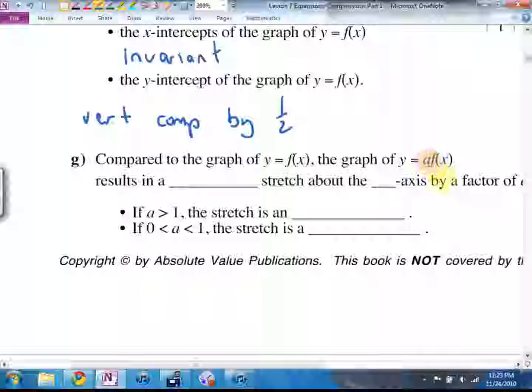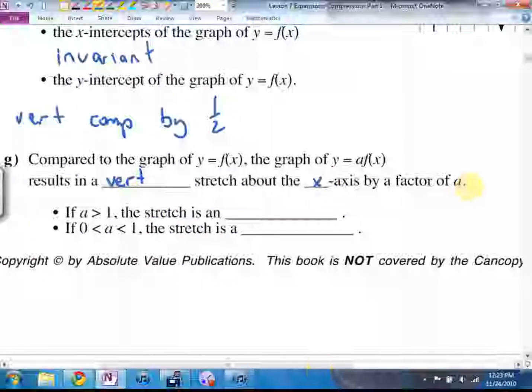This results in a vertical stretch about the... Now if you're stretching something vertically, you're stretching it around the x-axis in the middle by a factor of A instead of 1 over B, because you had to take the reciprocal. Here, we've already done that when we move it over. Because a 2 on this side would become a 1/2 on this side. By dividing it, you're automatically doing the reciprocal operation. So, if A is bigger than 1, the stretch is an expansion. If A is a fraction, the stretch is a compression.